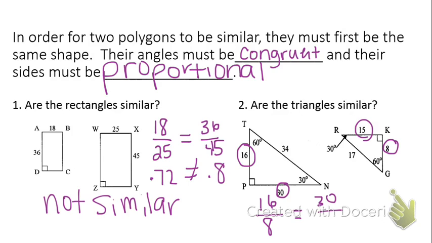over 30 matches with 15? And then our last one's 34 over 17. So you can type all of these in your calculator and make sure that they are all equal. And hopefully you see that all of them equal 2. So then these are similar. Now, even if one of them was like 1.5 or something, then it would be no.